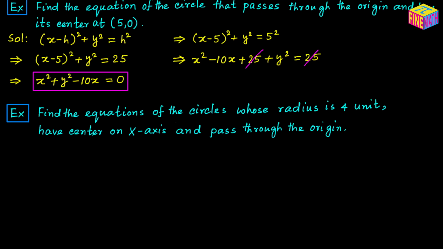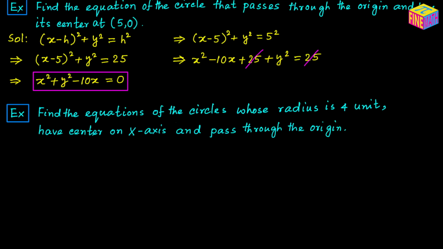The second example says find the equations of the circles whose radius is 4 units, have center on x-axis and pass through the origin. So here we are talking about multiple circles, and clearly there will be two possibilities. As you have seen earlier in this video, we have been provided with the radius and the center lies on x-axis, and there are actually two possibilities. The center could be on the right hand side of the origin, the center could be on the left hand side of the origin also.